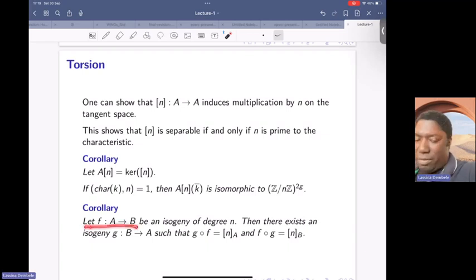Start with an isogeny F, which has degree n, and then the corollary says that there is an isogeny which goes from B to A, such that when you compose G with F, you recover the multiplication by n on A. And when you compose F with G, you recover the multiplication by n on the abelian variety B. And again, this is also a very important corollary, which would be very useful when we want to study the structure of endomorphism rings of abelian varieties, for example.